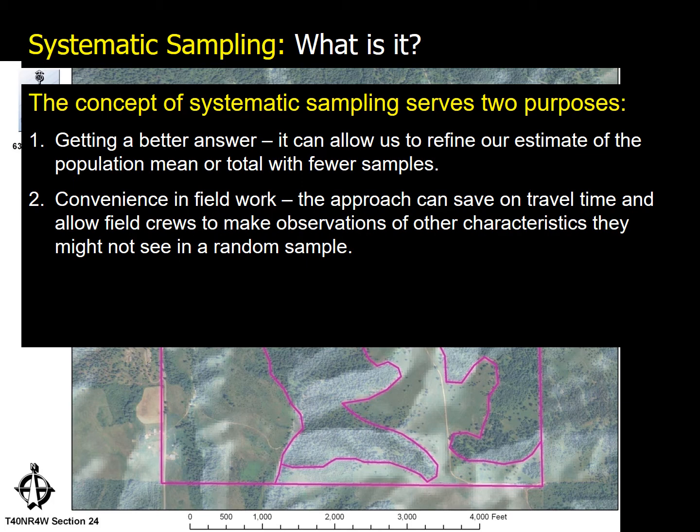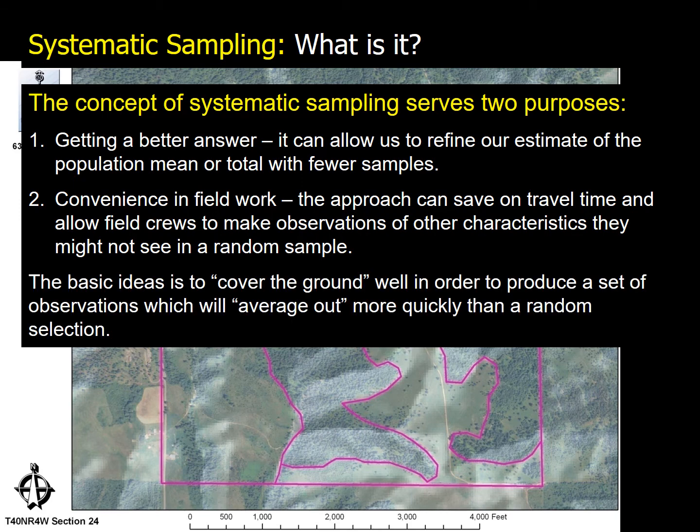The second main reason we use a systematic sampling approach, particularly in natural resources, is that this approach is very convenient for most field sampling exercises. When used well, this approach can help decrease travel time and also allow field crews to make field observations of the entire population as they move between sample locations. When it comes to defining systematic sampling, a relatively non-statistical definition could be to cover the ground in order to produce a set of observations which will average out more quickly than a simple random sample.